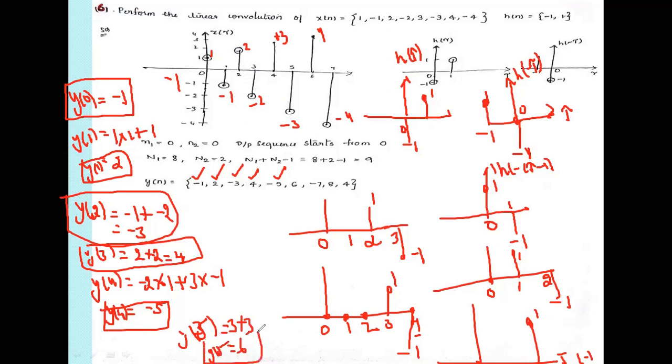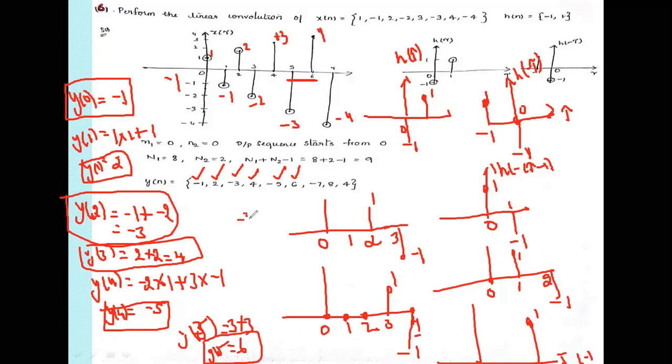y of 5 is equal to 6. Still you can move towards the right side. Then you can see the 5 and 6, because it is moved towards the right side. So at the 5 here, the minus 3, there is a 1.